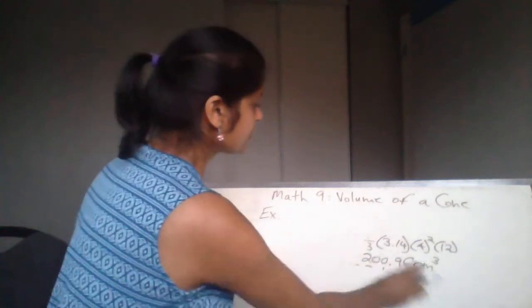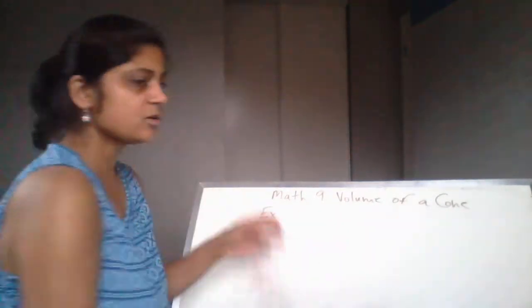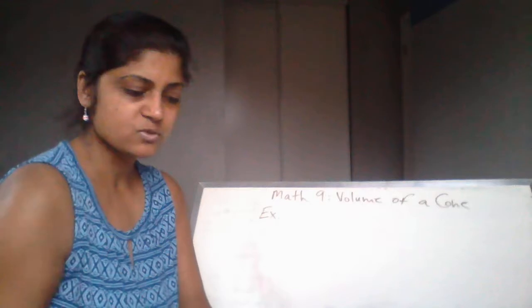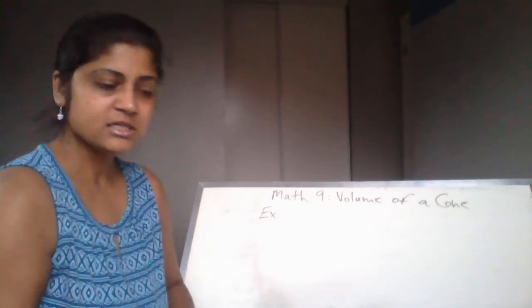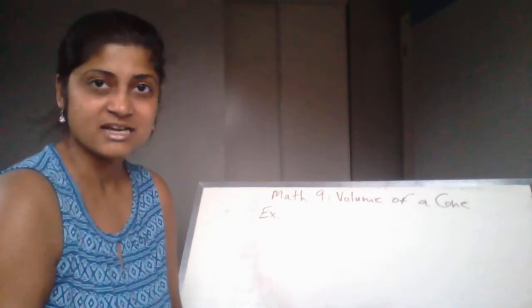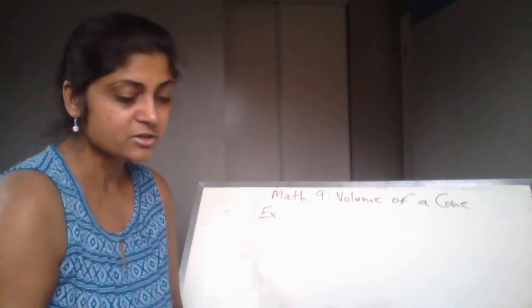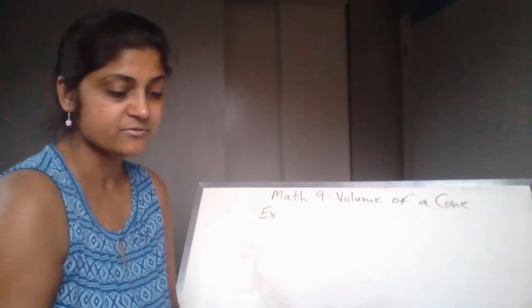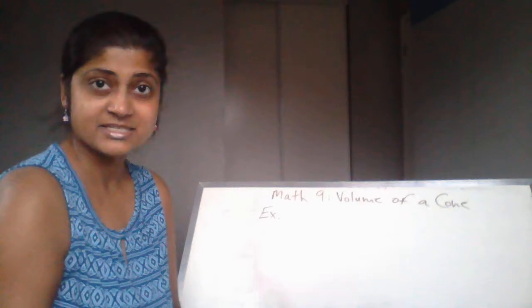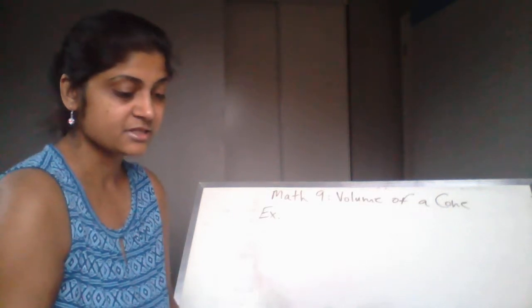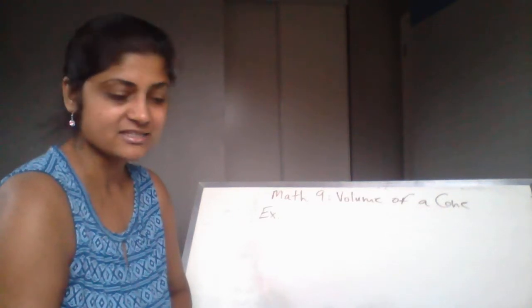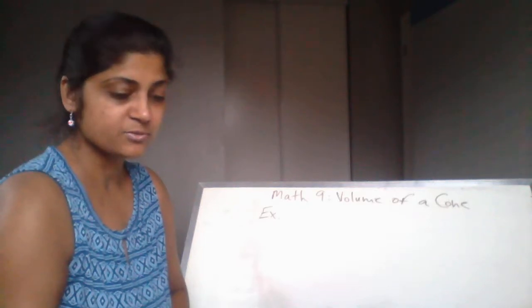It's going to involve the same formula, but this time you'll probably have to do just one extra step. So example 2, the volume of a sand pile. A conical pile of sand has a base diameter of 10 meters and the slant height is given. It is 8 meters. Determine the volume of the sand in the pile to the nearest cubic meter.